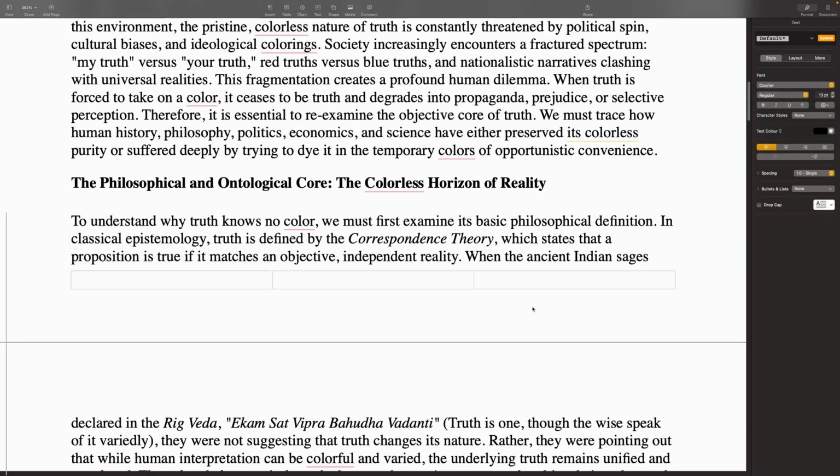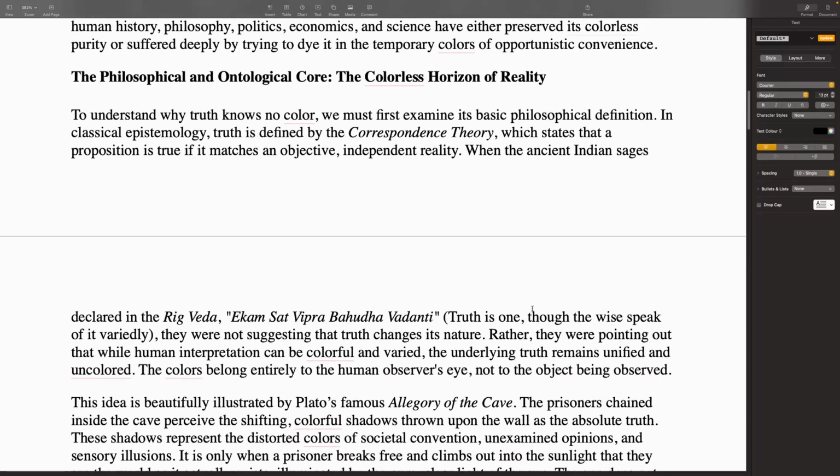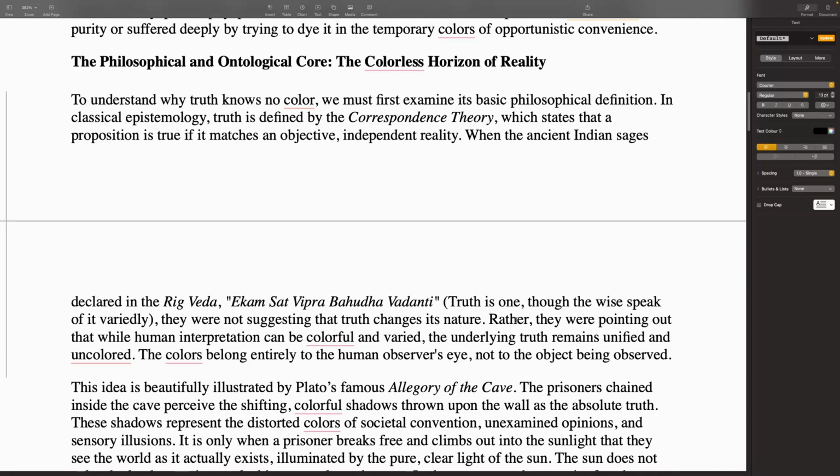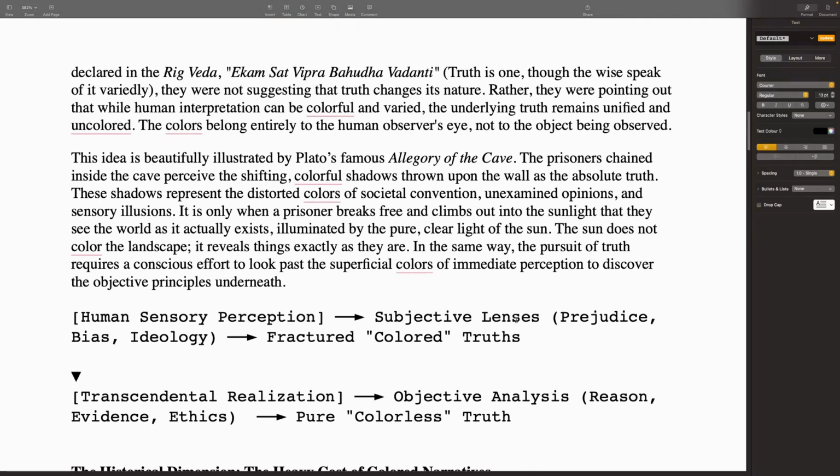To understand why truth knows no color, we must first examine its basic philosophical definition. In classical epistemology, truth is defined by correspondence theory, which states that a proposition is true if it matches an objective, independent reality. When the ancient Indian sages declared in the Rig Veda, Ekam Sat Vipra Bahudha Vadanti, truth is one, though the wise speak of it variedly, they were not suggesting that truth changes its nature. Rather, they were pointing out that while human interpretation can be colorful and varied, the underlying truth remains unified and uncolored. The colors belong entirely to the human observer's eye, not to the object being observed.